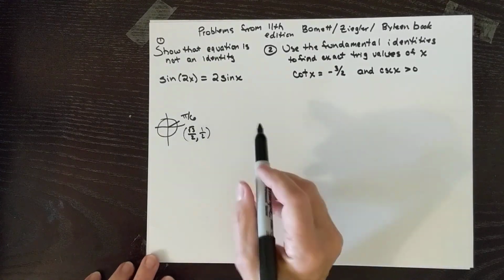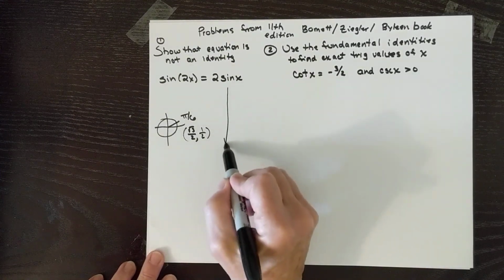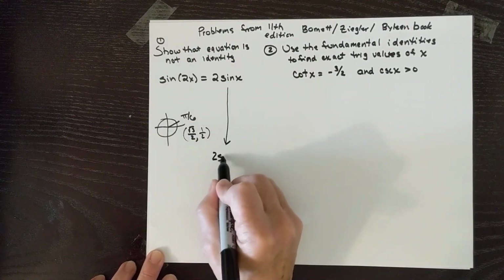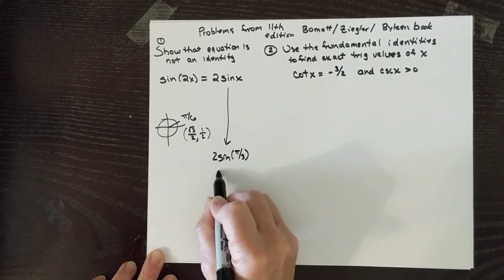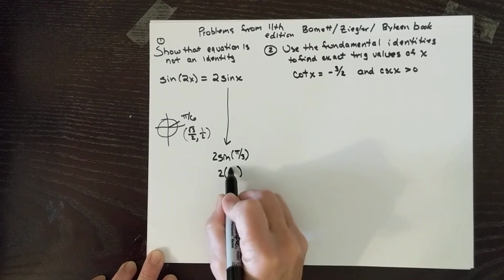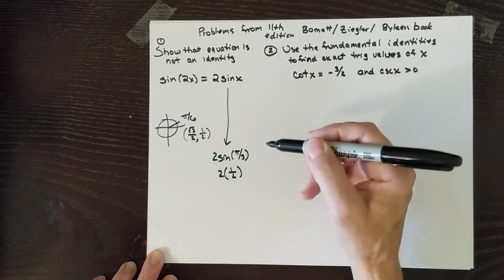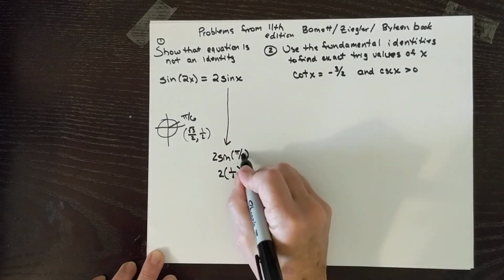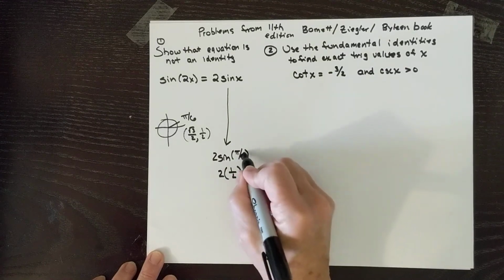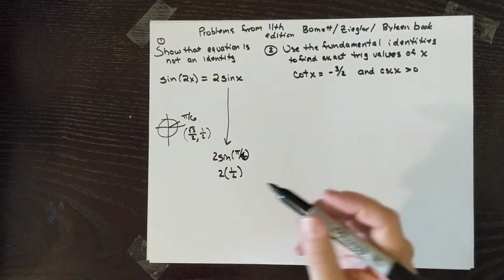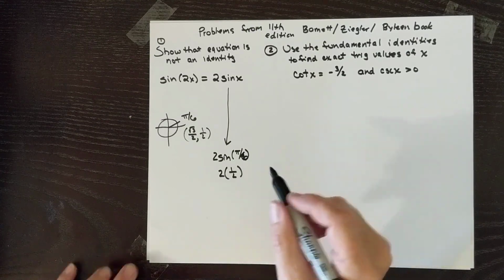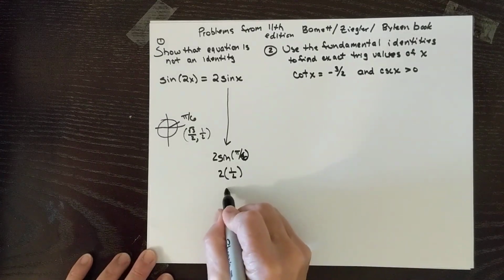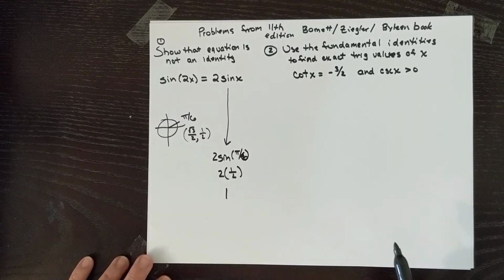So I'm going to evaluate the right-hand side of this equation. 2 times the sine of pi over 6 would be 2 times 1/2, because that's the sine of pi over 6, and 2 times 1/2 is the number 1. That's what that side of the equation is.